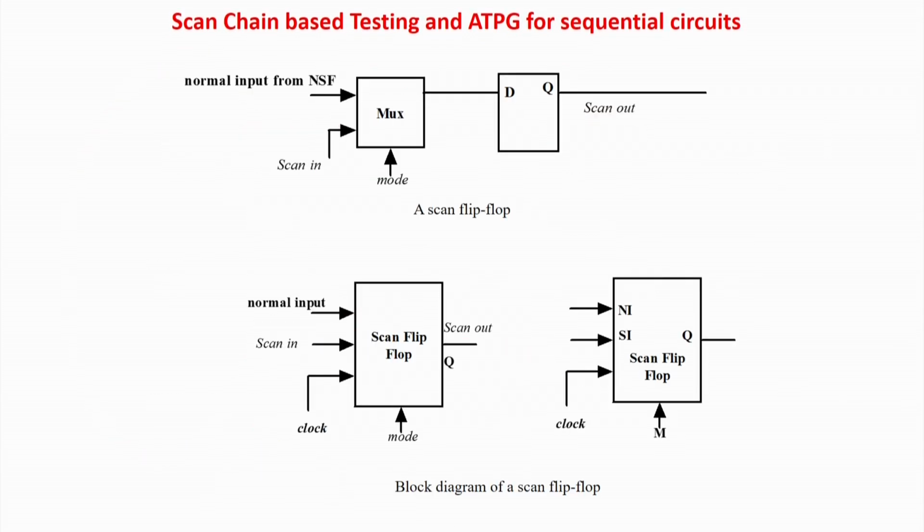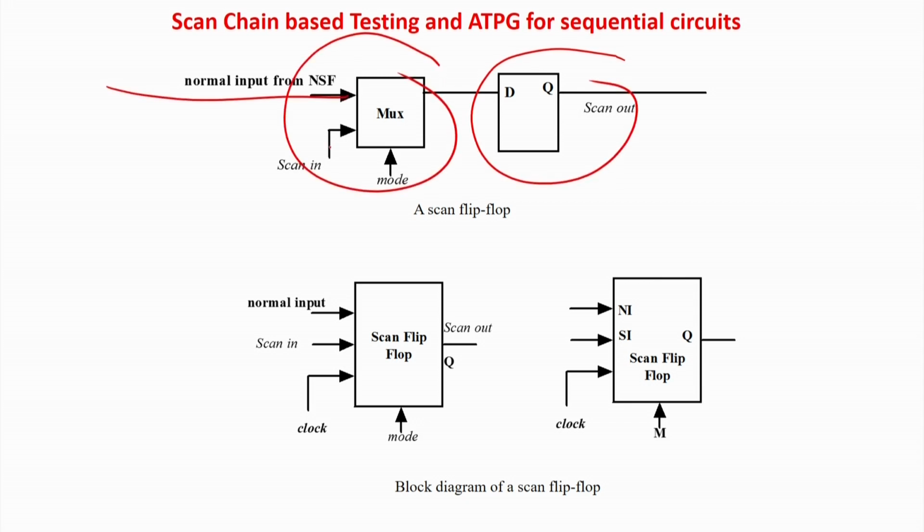So, now let us look at the typical architecture of the scan. What happens basically is, we have a D flip flop and a multiplexer; this is the normal input and this is the scan in. Scan in means it can be a primary input or it can be the input from the other flip flop which is previous to that in the chain. And so, we represent it something like this.